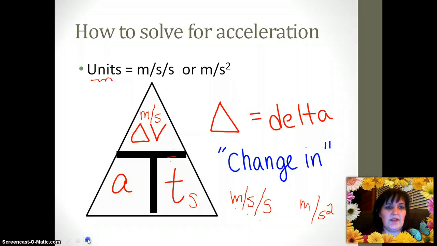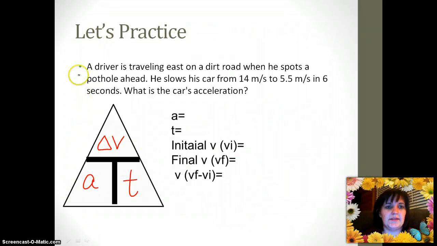So let's do one of these together. So we're going to practice. This problem says I'm going to use my 6-step process to go through and answer these problems. And the first step is always to read the problem. A driver is traveling east on a dirt road when he spots a pothole ahead. He slows his car from 14 meters per second to 5 meters per second in 6 seconds. What is the car's acceleration?